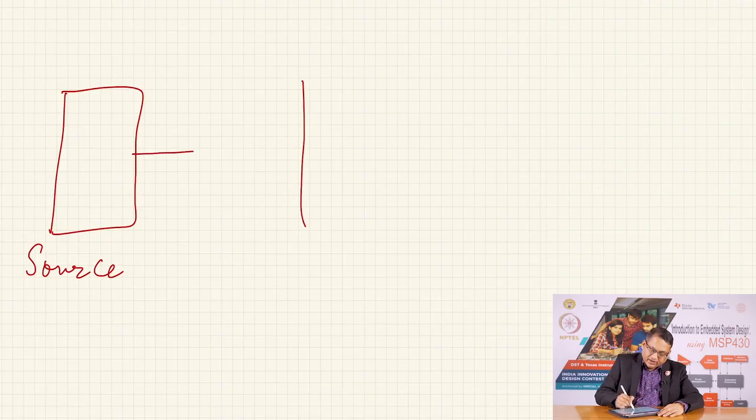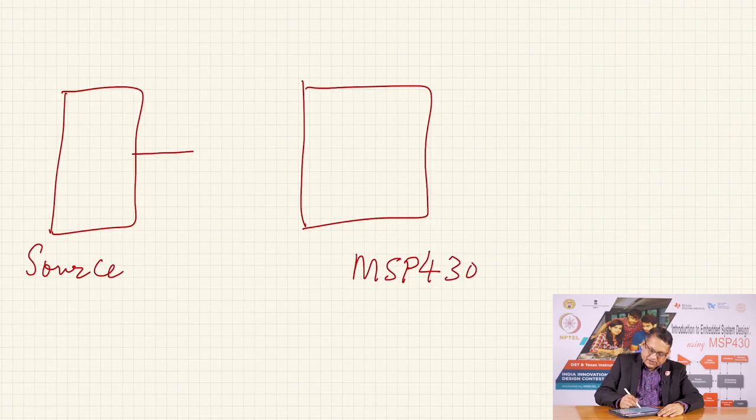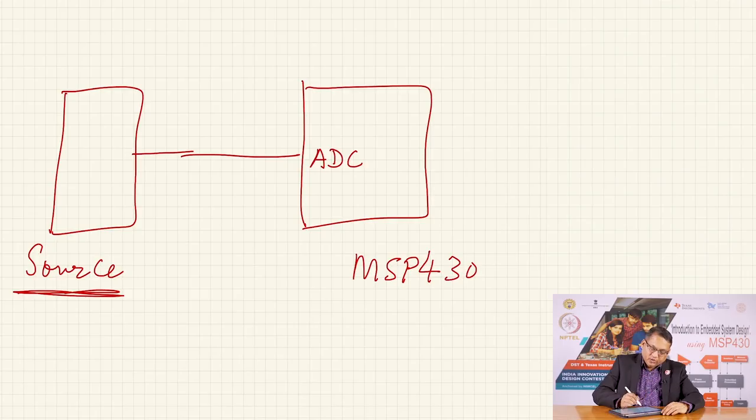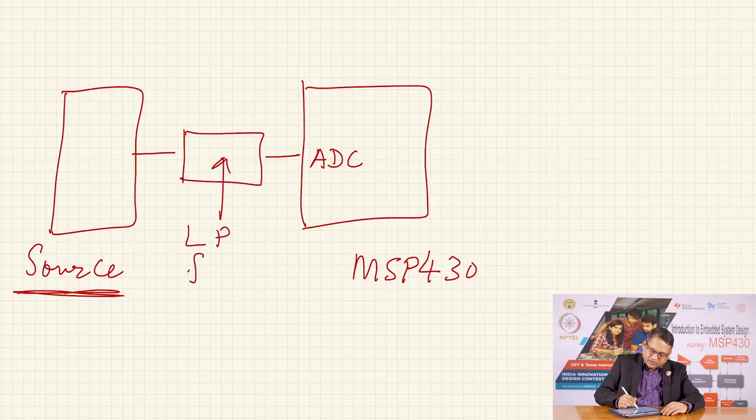Let us say this is your MSP430, and this is the ADC input. It is not recommended that you connect the output of this source directly. The reason being, depending upon the rate at which the source voltages may change, although your sample and hold is going to hold the value, it is still recommended that you incorporate a low pass filter, and this low pass filter is often called an anti-aliasing filter.